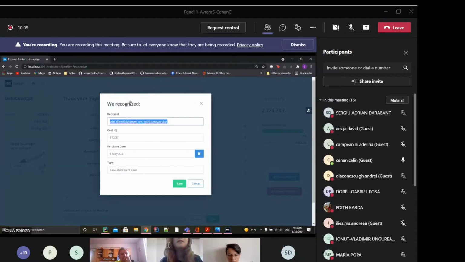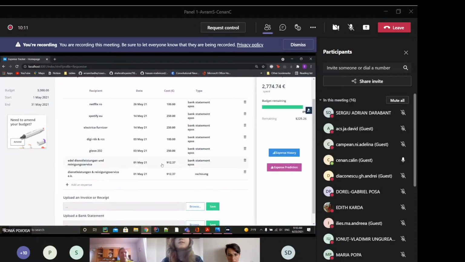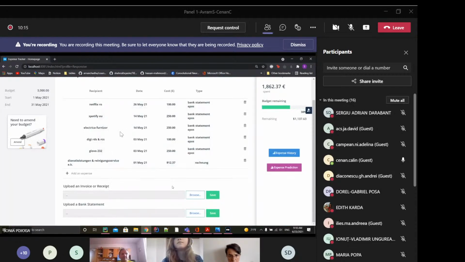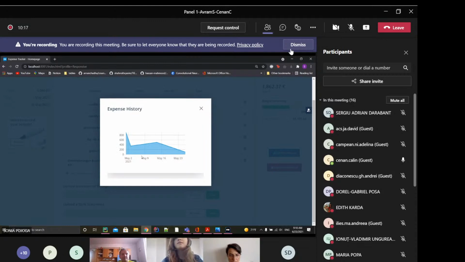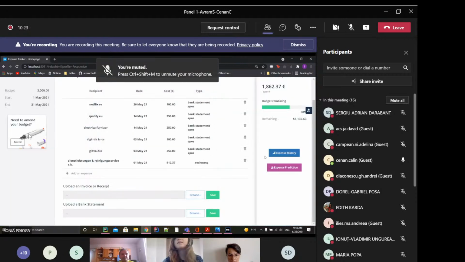Yeah. And it saw it. It recognized it, so we can delete it. Now the expense history looks like this, starting from 900, and here we can see the separate expenses.